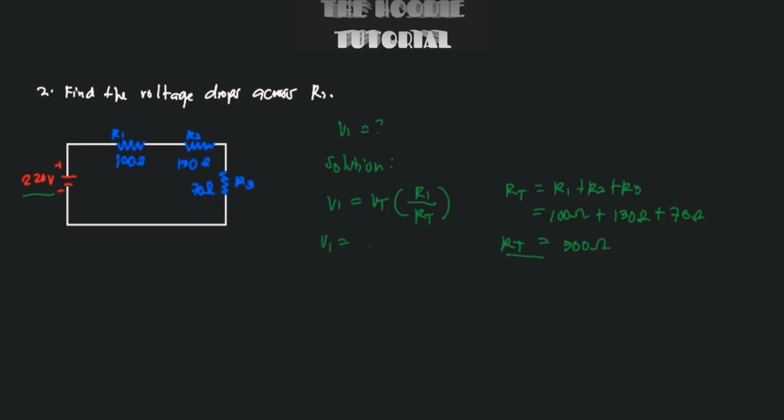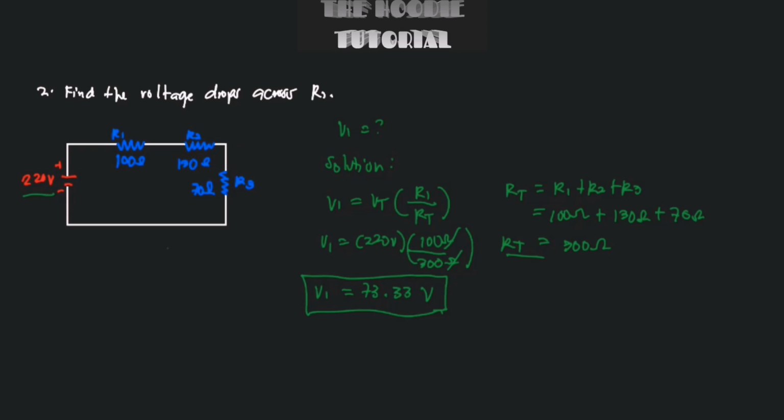So we have RT, and we can now find V1. We have VT, which is 220 volts again, R1 which is 100 ohms, and RT, that is 300 ohms. So we can cancel ohms, leaving behind V1 equal to 73.33 volts. So we have now the voltage drop across R1. Basically, we can check if this is correct. However, we need to find of course the voltage drop across R2 and R3.